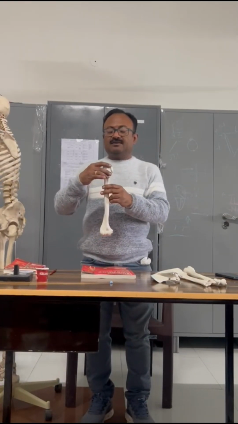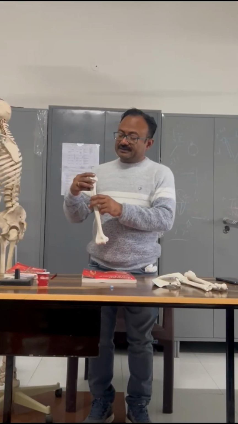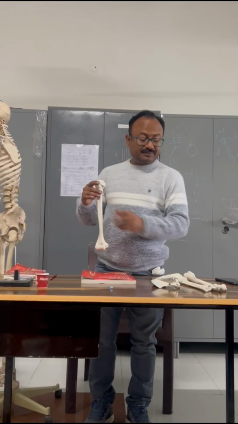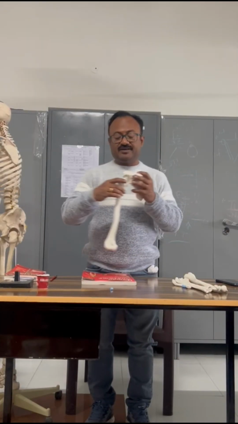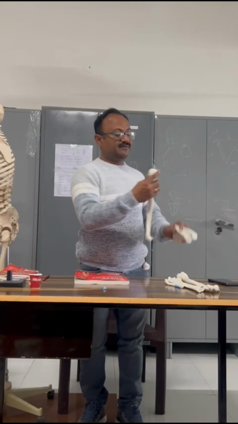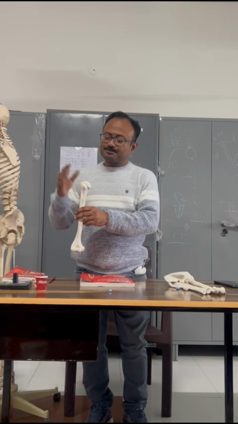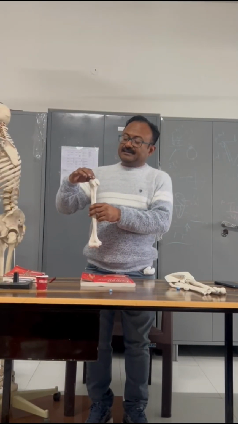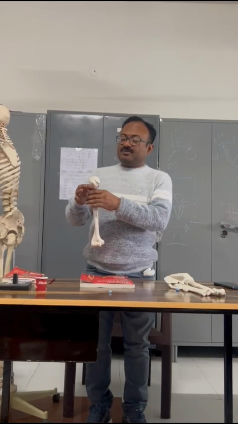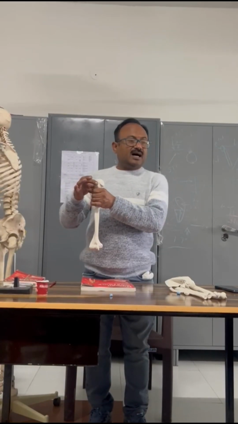Now when we talk about the upper end, you will find the head, which articulates with the glenoid cavity of the scapula. The head articulates with the glenoid cavity and forms the shoulder joint. The head is separated from the rest of the upper end.